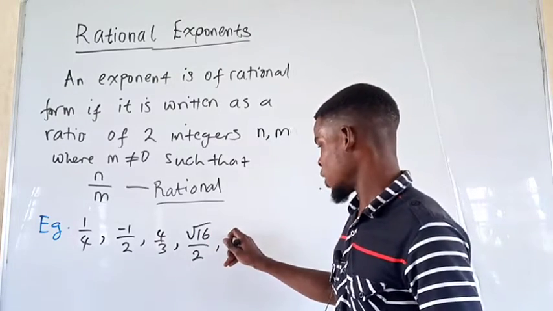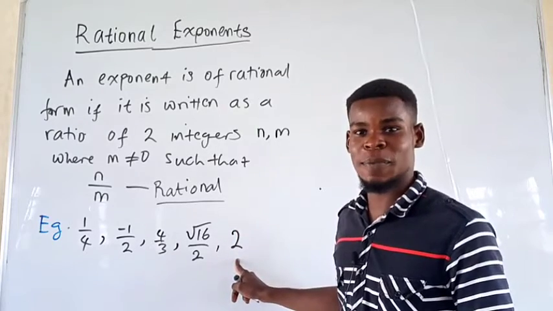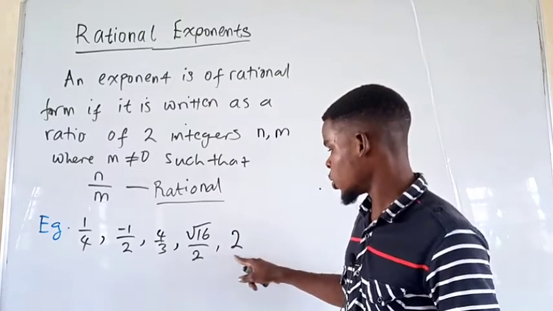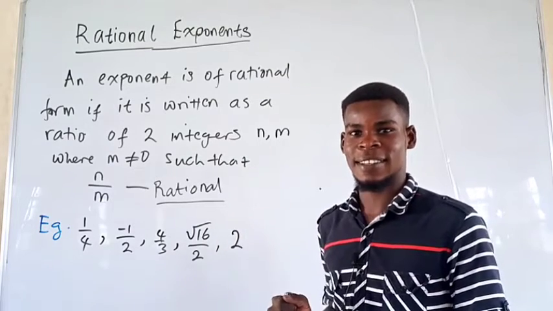In fact, let me just put it down that 2 is also a rational number, reason being that the denominator here is just 1. Ratio of two integers. 1 is an integer. Okay, great.